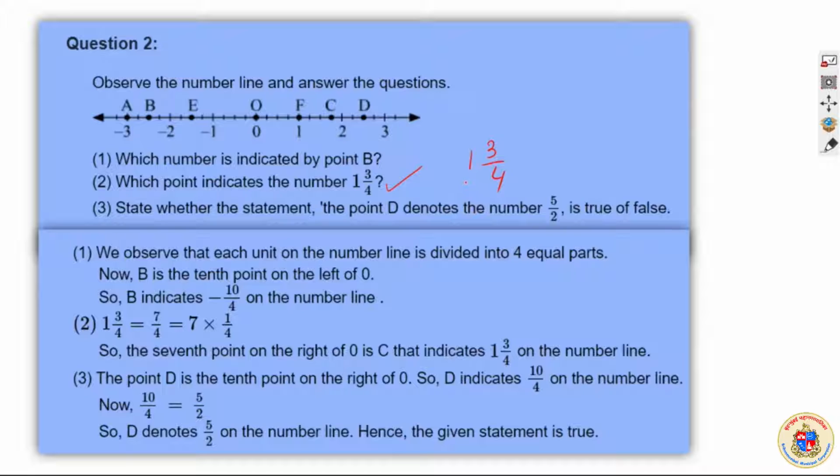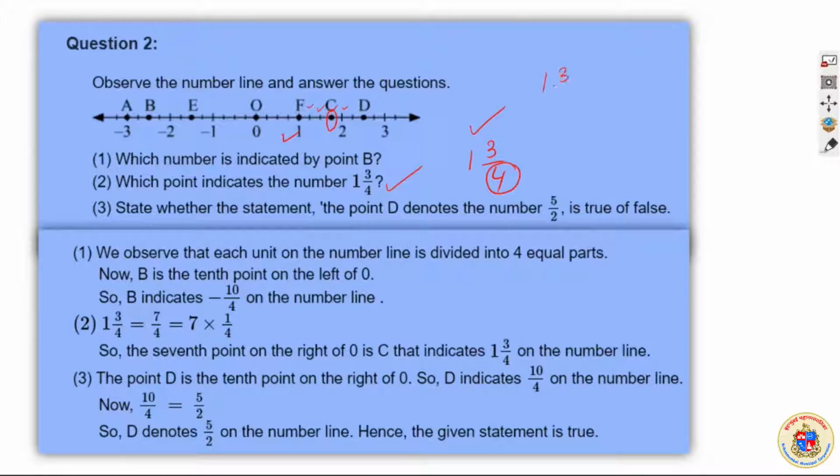1 and 3 upon 4. 1 is a whole number, 3 upon 4 is a fraction. It is 1 is there, again 3 upon 4. That is the question. So you need to count from here. As it is 3 upon 4, there will be 4 divisions between consecutive unit, and it is clear here 1, 2, 3, 4, and this is 3 upon 4. This is one way of getting it.